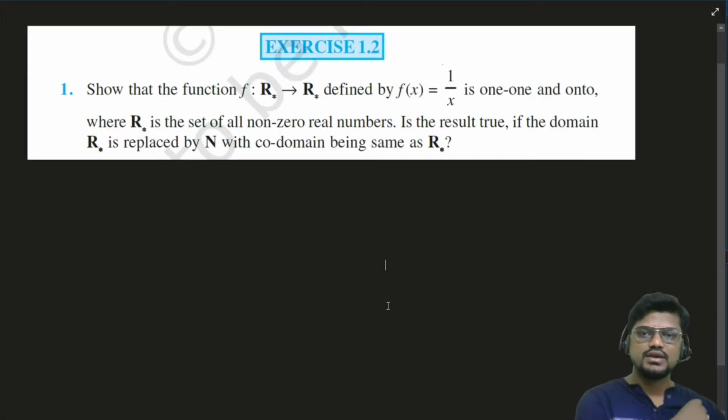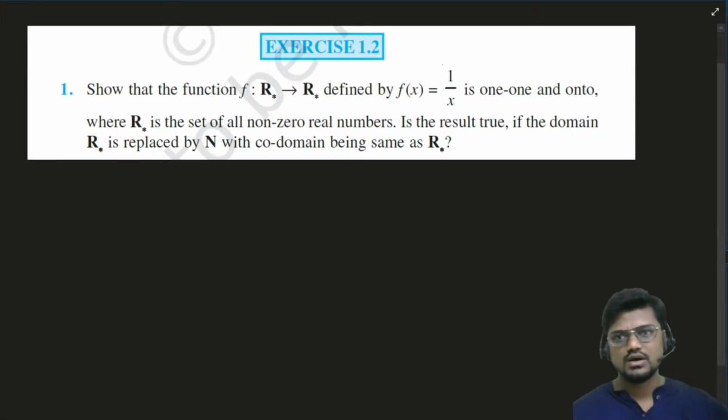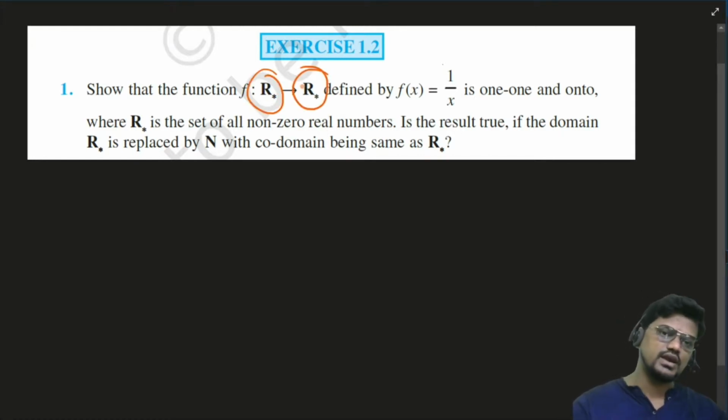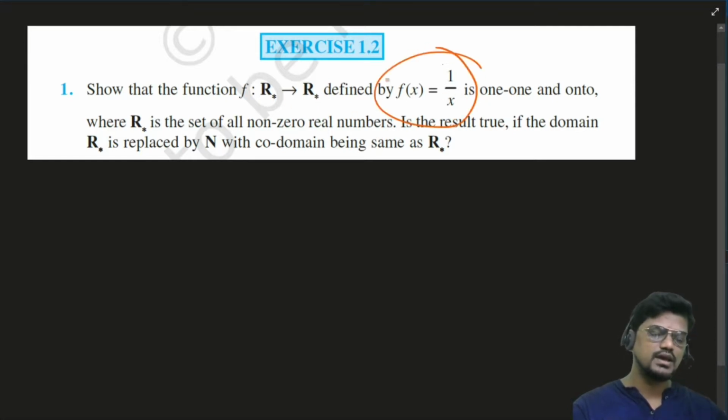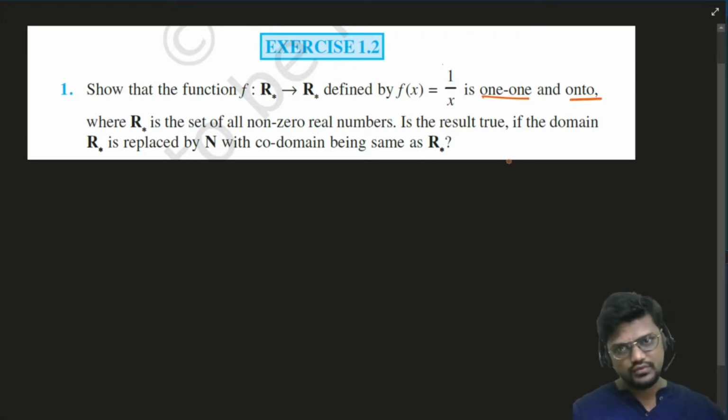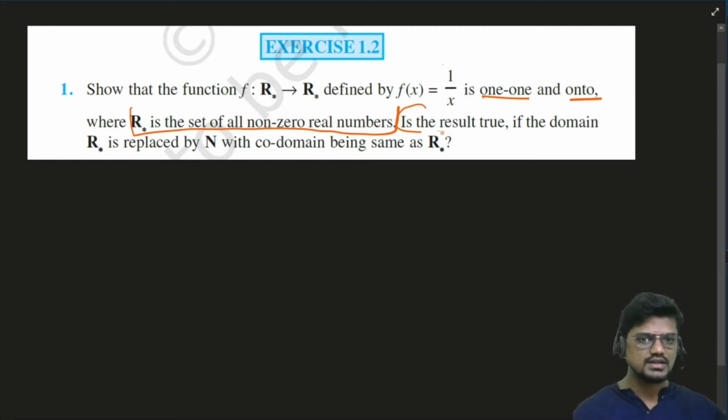Now over here, show that the function R star to R star defined by f of x is equal to 1 by x is one one and onto. You have to prove that it is a one one as well as onto function, where R star is the set of all non-zero real numbers. Is the result true? First we will solve the first question.